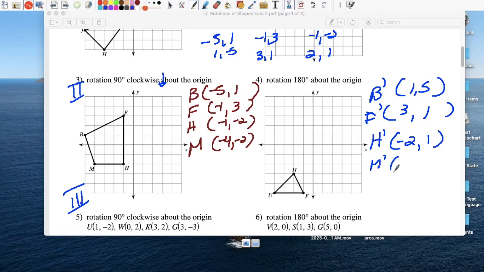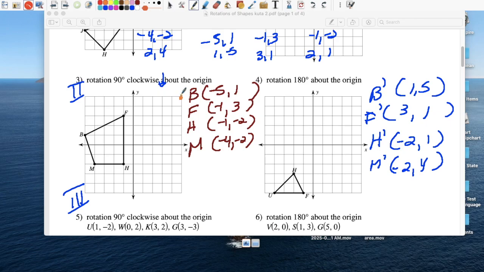M, same thing. It's -4, -2. If you switch positions, it becomes 2, 4. But it becomes 2, 4 in quadrant 2, and in quadrant 2, first number is negative, second number is positive. So let's plot these. 1 and 5. All right.